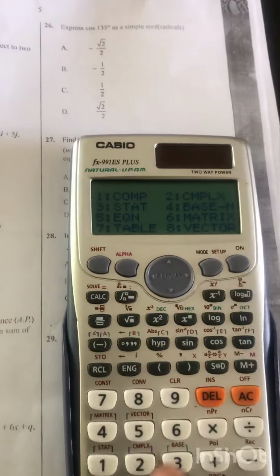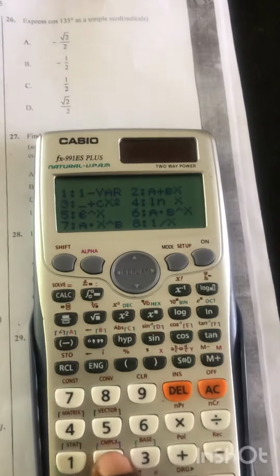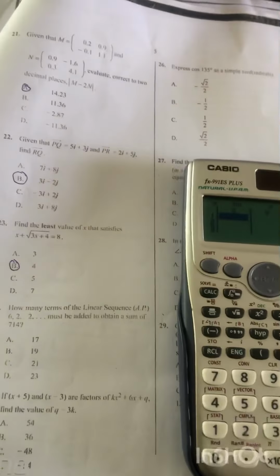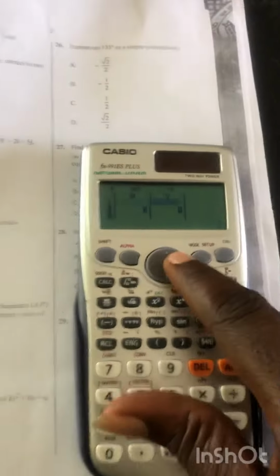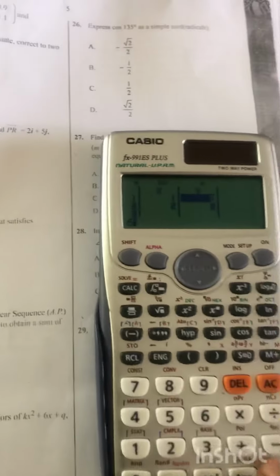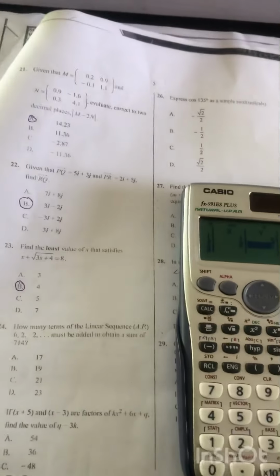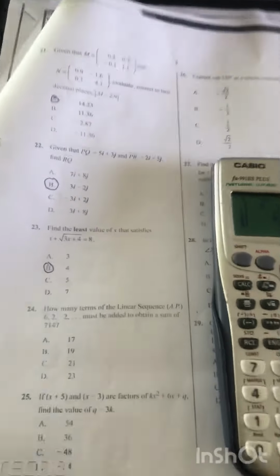So I press mode and I select stat. That's linear sequence 2. So I type the first term and the second term as x values. So the first term is what? 6. So y will be 6. And the second term will be what? 2. Y will be 2. Now, let's go and find the equation of the line.